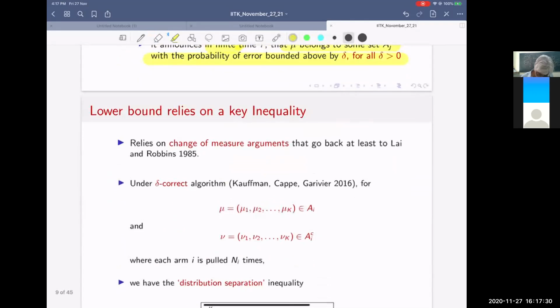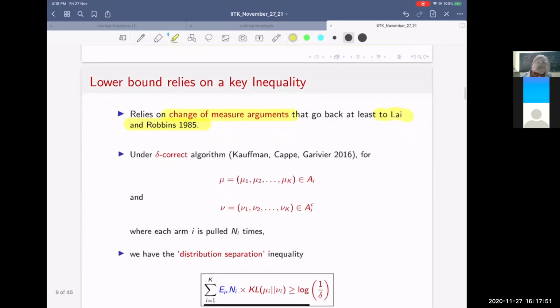Now the lower bound itself will rely on change of measure arguments, which go back at least to Lai and Robbins 1985, and probably earlier. People have been using change of measure arguments in hypothesis testing for a very long time, even before 1985. But in 1985, this was used in the bandits setting.